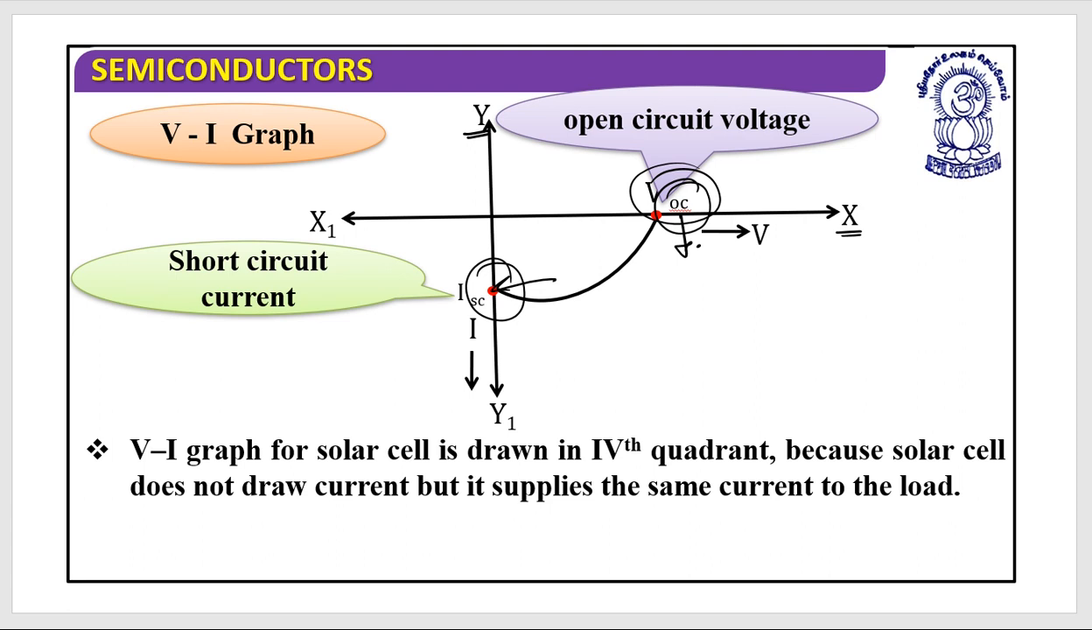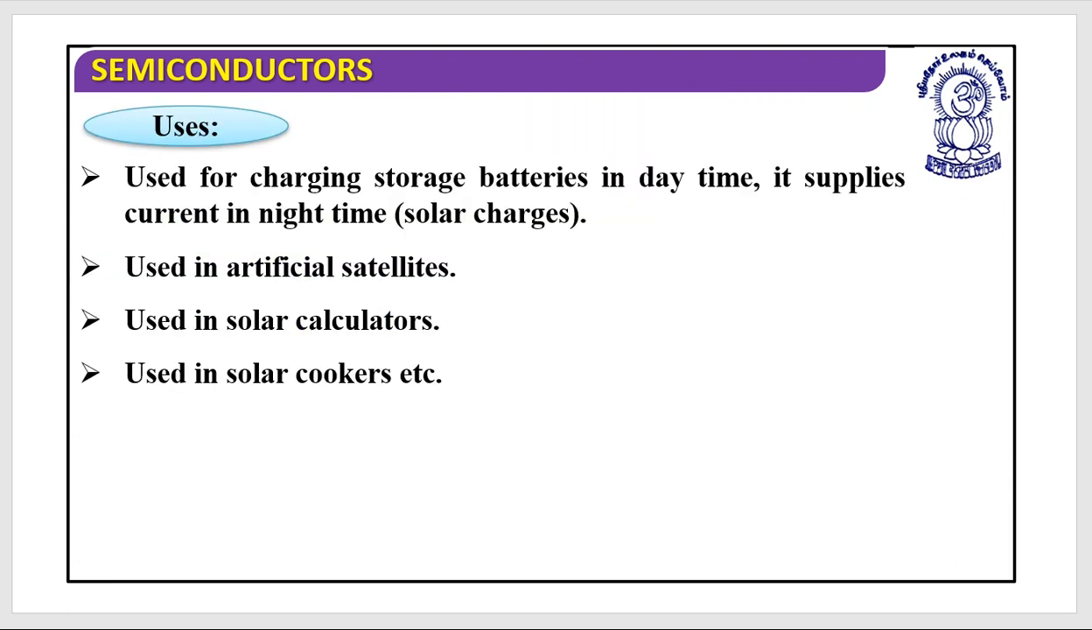So, as we understand, the solar cell is drawn in the fourth quadrant because a solar cell does not draw current, but it supplies current to the load. So it is not using it, but it is going to supply it. Now let's look at the uses and applications of solar cells.